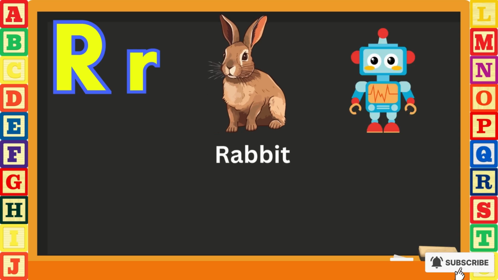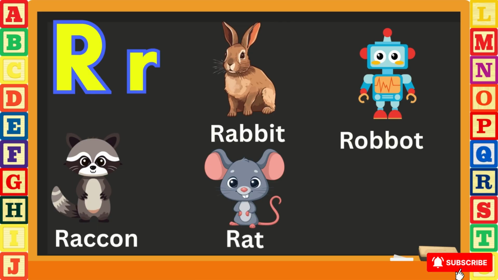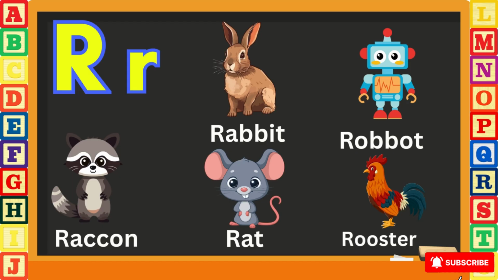R is for robot. R is for raccoon. R is for rat. R is for rooster.